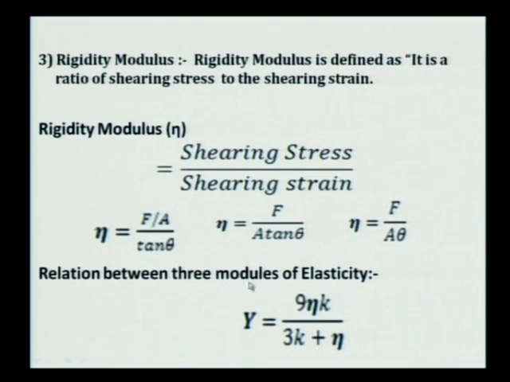Therefore, the relation between Young's modulus, bulk modulus, and modulus of rigidity is: Young's modulus is equal to 9 into modulus of rigidity into bulk modulus, divided by 3 into bulk modulus plus eta, where eta is nothing but the modulus of rigidity. That is, Y = 9ηK divided by 3K plus η. Then we will see about the stress-strain curve.